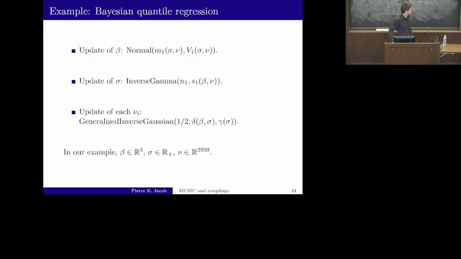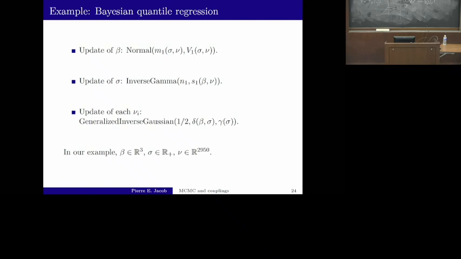So the algorithm is as follows. You sample beta, here simply in dimension 2, but it would be the number of covariates you have. Sigma is always in dimension 1, it's a scale. It follows an inverse gamma conditionally on the rest. One parameter is always the same throughout the algorithm, but the other depends on the current values of beta and nu. And nu is this vector of size the number of rows in your data. Every time you update it, you draw from the so-called generalized inverse Gaussian distribution.